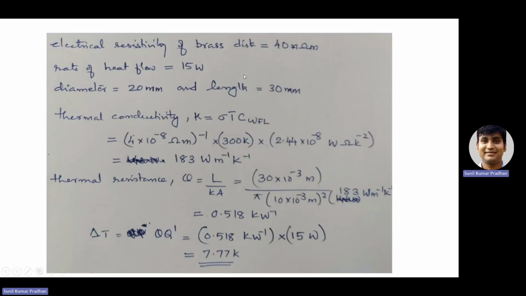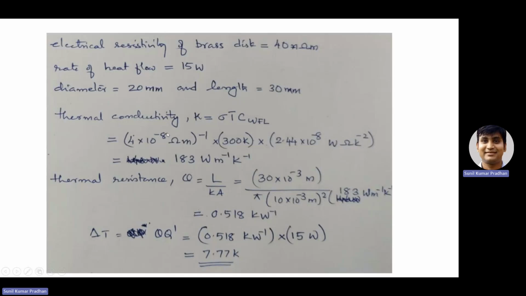Now electrical resistivity of brass is given, rate of heat flow is also given, diameter is given, length is given. So first we have to calculate the thermal conductivity. What is the thermal conductivity? Thermal conductivity K is equal to electrical conductivity into temperature into Lorentz number. The WF L is nothing but the Lorentz number, a constant value, which is 2.44 into 10 to the power minus 8 watt ohm Kelvin inverse square.